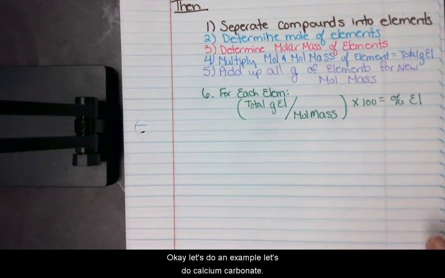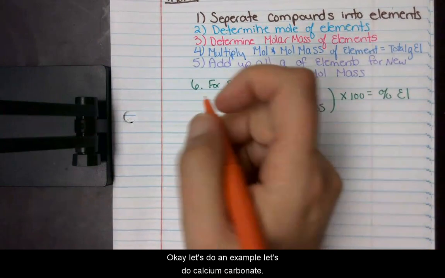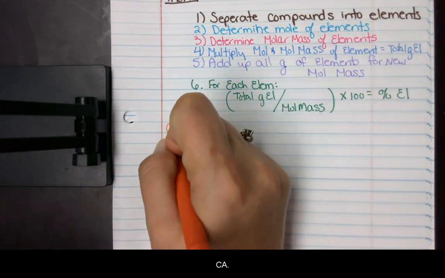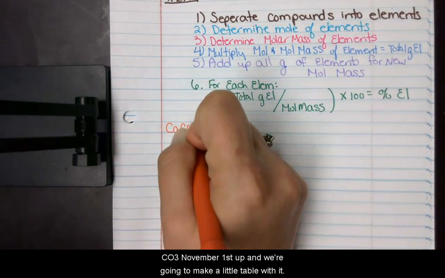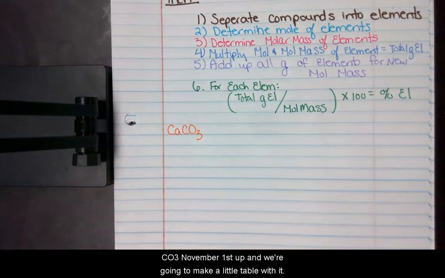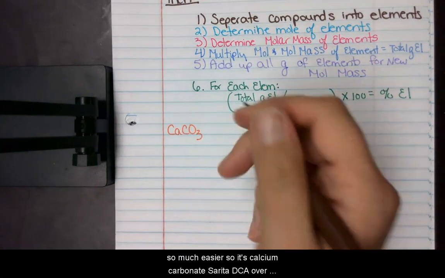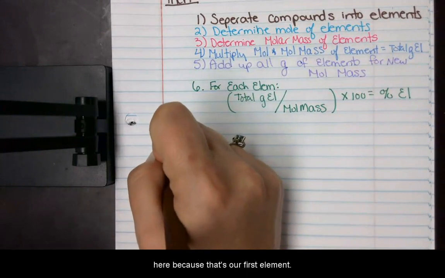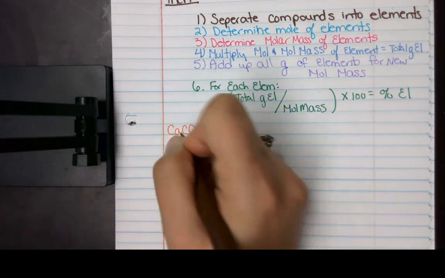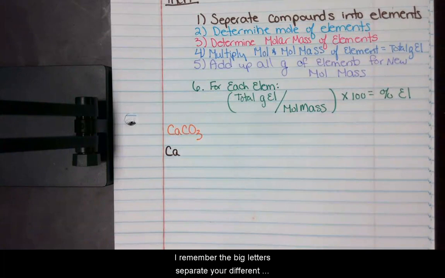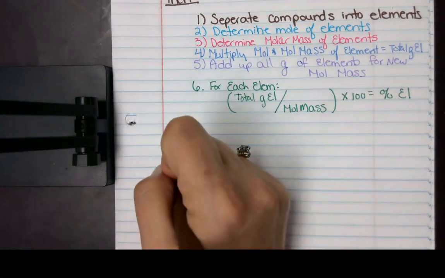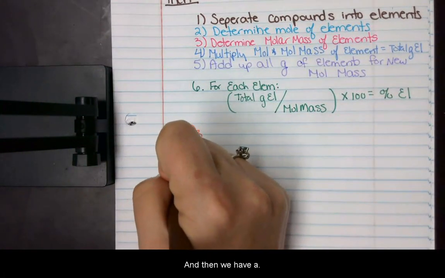Okay, let's do an example. Let's do calcium carbonate, so it's CaCO3. Now remember the first step, and we're going to make a little table with this. If you follow along on the table, you're going to make your life so much easier. So we're going to do Ca over here because that's our first element. And remember, the big letters separate your different elements. We have C, and then we have O.